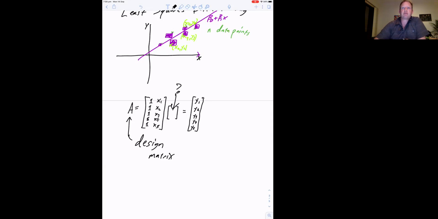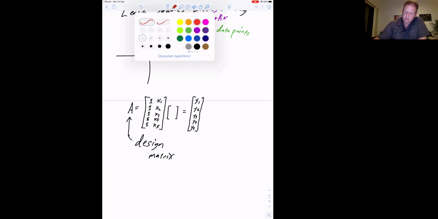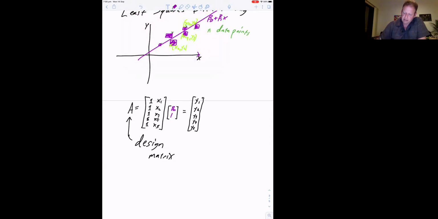Beta 0 and beta 1. Perfect. Okay. So here, these red guys are the things, let me do them purple, just to be consistent with what's above. These beta 0 and beta 1 are the unknowns. They're what we're going to seek in data fitting.